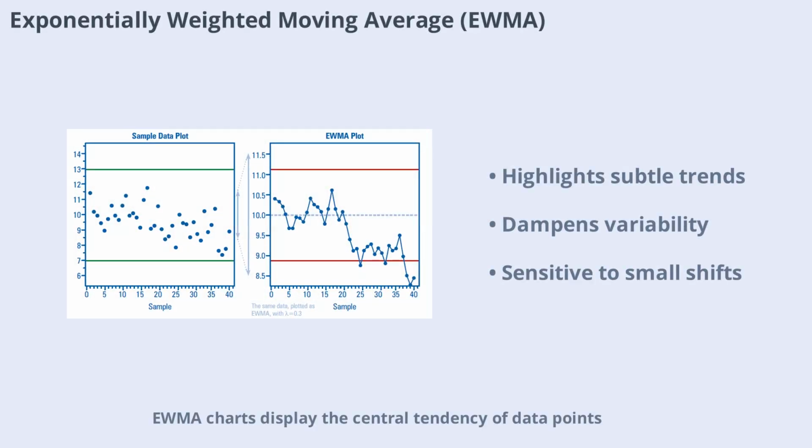EWMA charts display the central tendency of data points, dampening individual variability to highlight underlying trends. This method is sensitive to small shifts in the mean, making it useful for detecting subtle changes. However, it may lag in response to large or sudden changes and is not designed to detect changes in variability. EWMA is especially helpful when measurement systems are noisy.